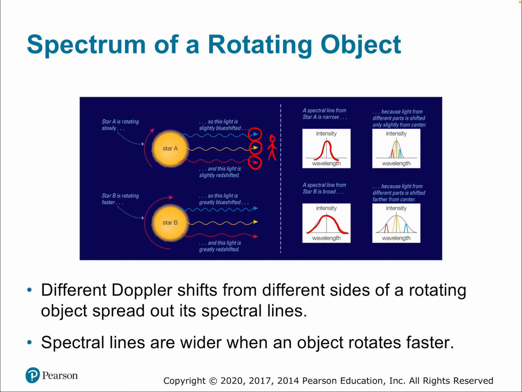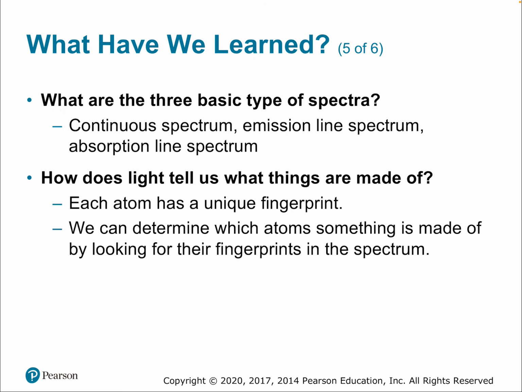So a stretched out continuous spectrum from a star tells us that the star is rotating very quickly, and it can be used as a constant measurement, one data point that's added to every star: its rotational rate. So it's readily measured for each star. Different Doppler shifts from different sides of rotating objects spread out the spectral lines, and they're widest for the fastest spinning objects.